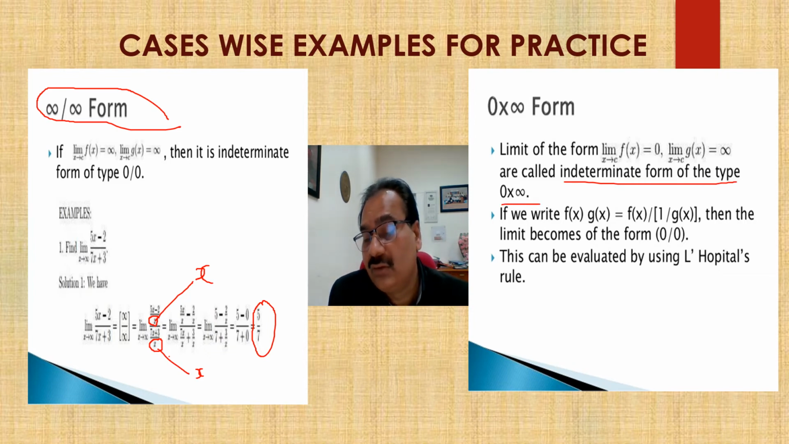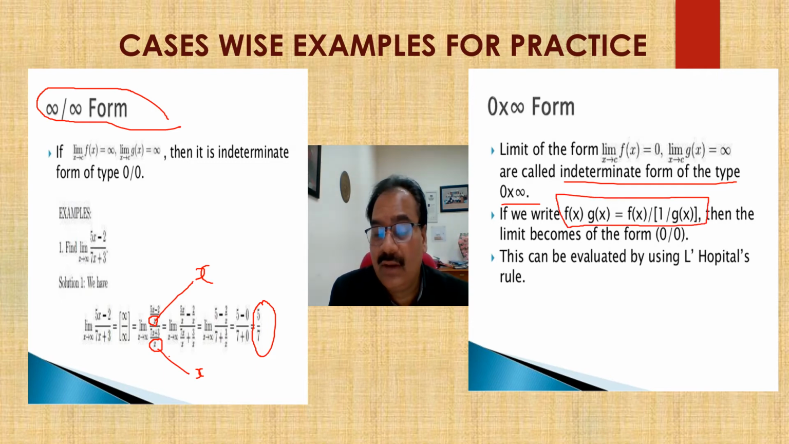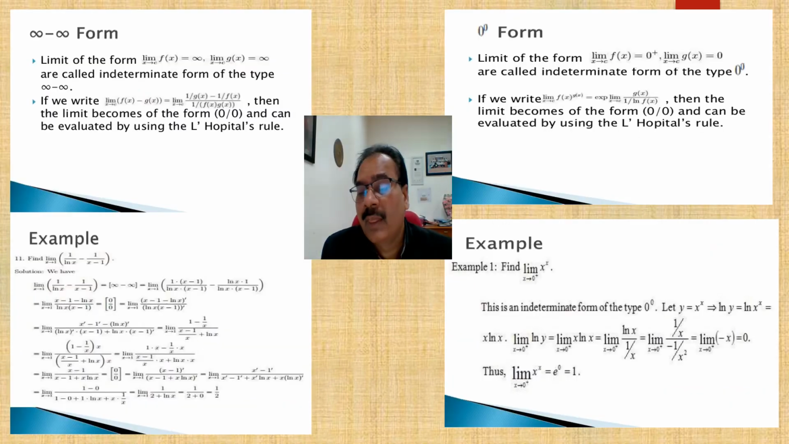If we write f(x) g(x) as f(x) divided by 1 by g(x), then the limit becomes of the form 0 by 0. So you have to learn this technique here. If you first write the form like this, then you convert it to 0 by 0, and this can be evaluated by using L'Hospital's rule as discussed in the previous PPT.